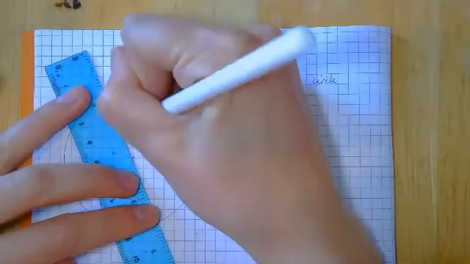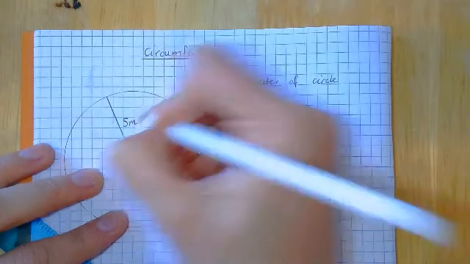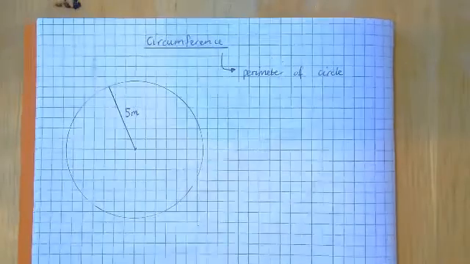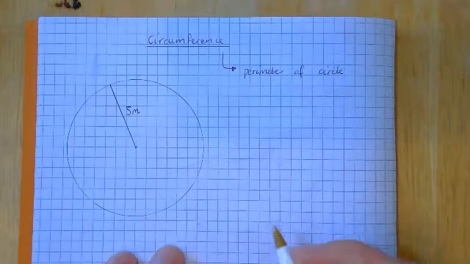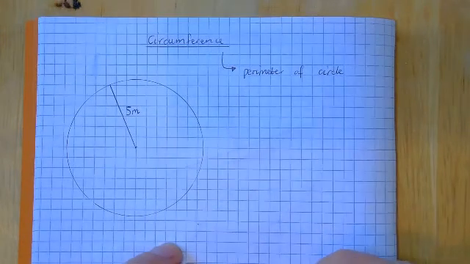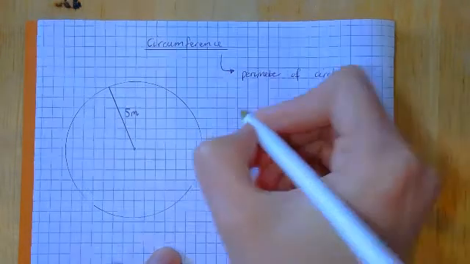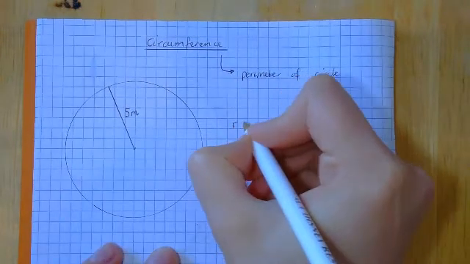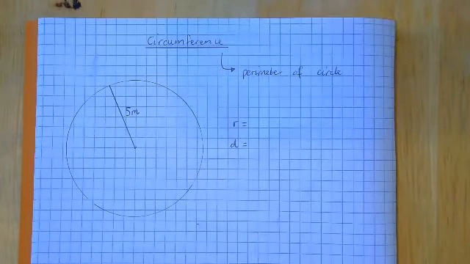So let's mark on. Let's say that our radius is 5 meters. So draw me a circle. I'm going to pause, grab a mug or something. Draw me a circle and let's label the radius is 5 meters. What I want you to do, next to every circle that you deal with, I want you to write R equals, D equals.